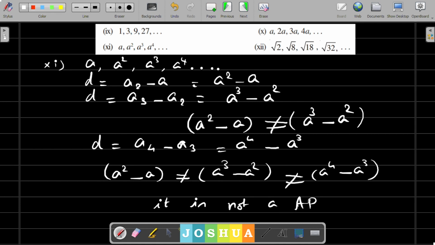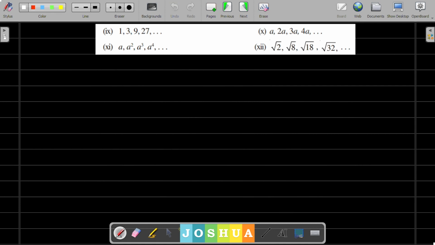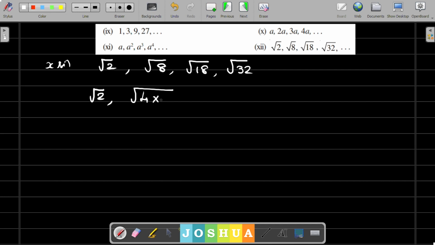So now I am going to the 12th question. The terms are square root of 2, square root of 8, square root of 18, square root of 32. Whenever we have a square root number here, possibly we can split and try to find some common difference. So I split it this way: square root of 2. Instead of writing 8, I'm going to write 4 into 2. The same way, instead of 18, I write 9 into 2. Instead of 32, I write 16 into 2.